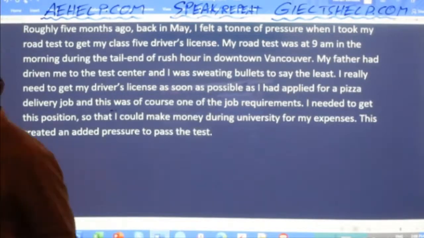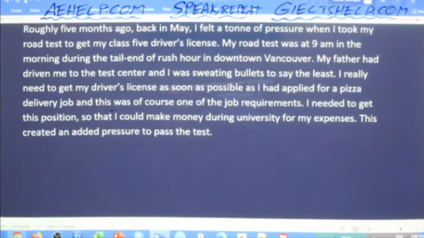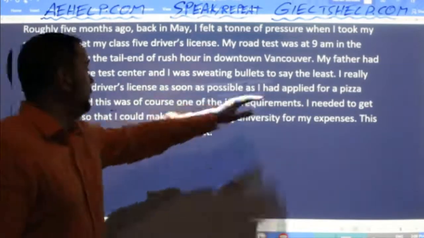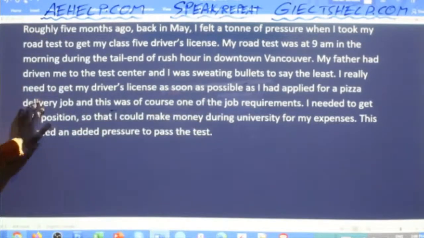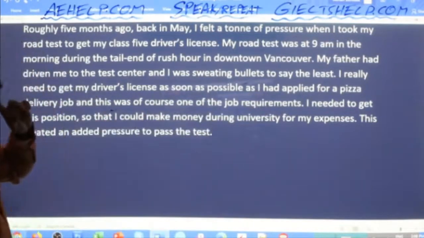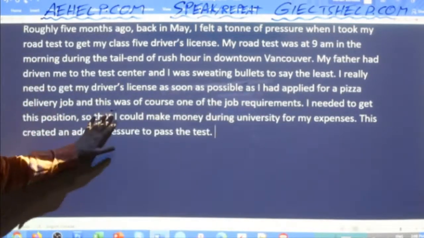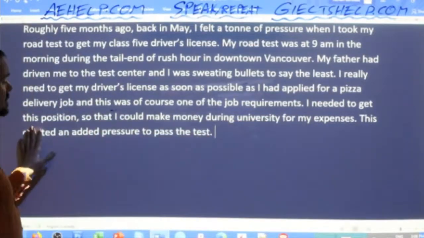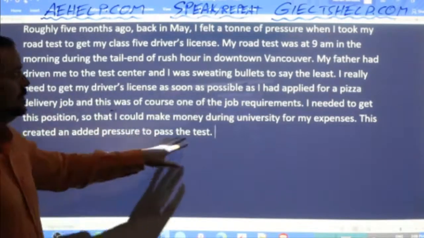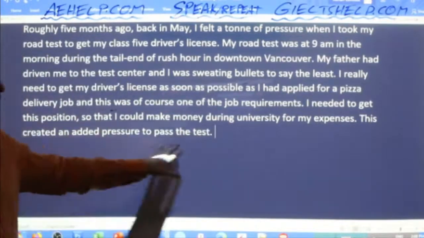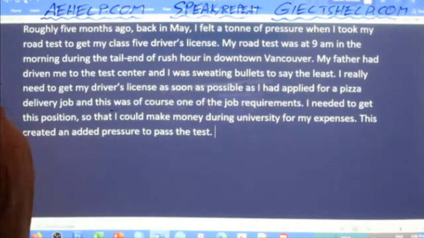Always come back to the idea of the question, right? So here we go. I really needed to get my driver's license as soon as possible, as I had applied for a pizza delivery job, and this was, of course, one of the job requirements. I needed to get this position so that I could make money during university for my expenses. This created an added pressure to pass the test. Okay.